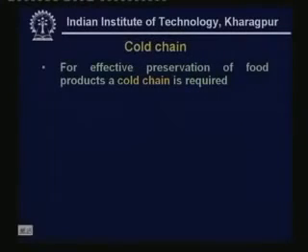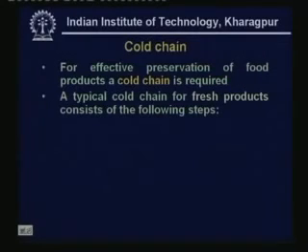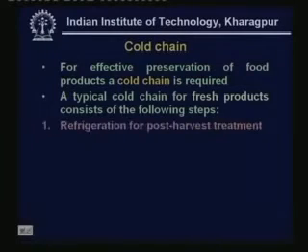Now let's discuss a very important aspect called cold chain. If you want to preserve food products effectively, you have to maintain what is known as a cold chain. Let's look at a typical cold chain for fresh products. It consists of the following steps. The first step is refrigeration required for post-harvest treatment. That means as soon as fresh products like fruits and vegetables are harvested, they have to be cooled to remove the heat of harvesting, the post-harvest heat. So this is the first step in any cold chain.